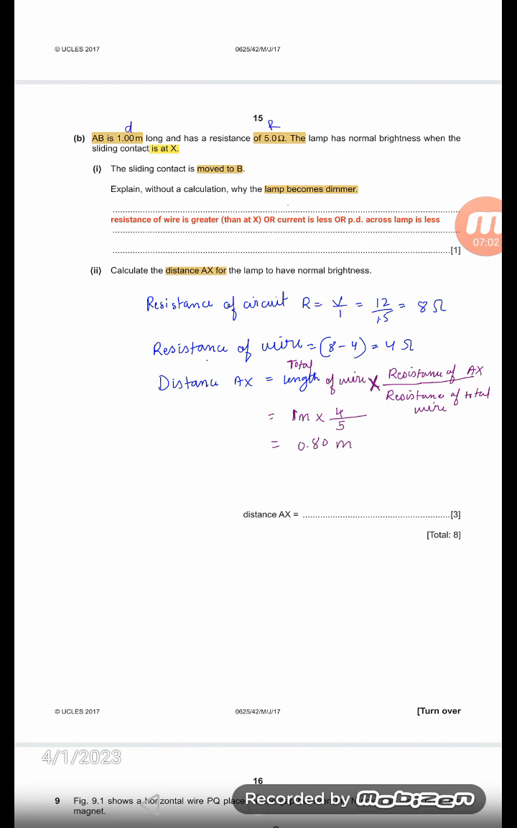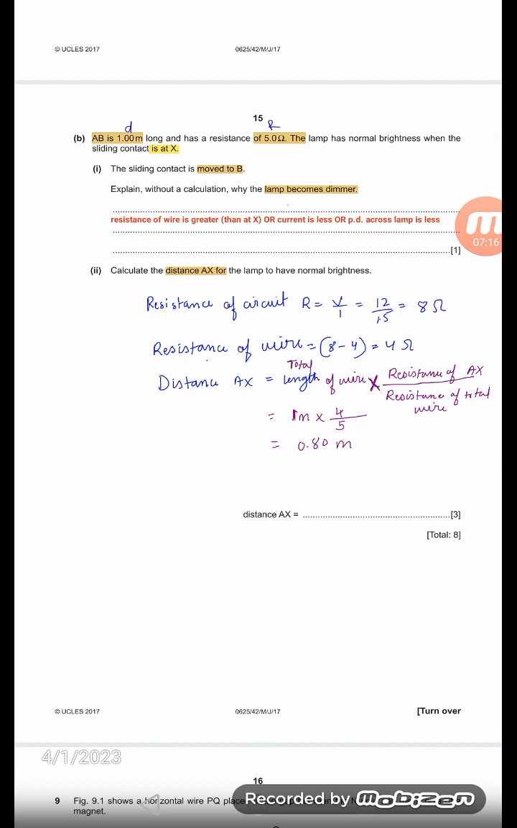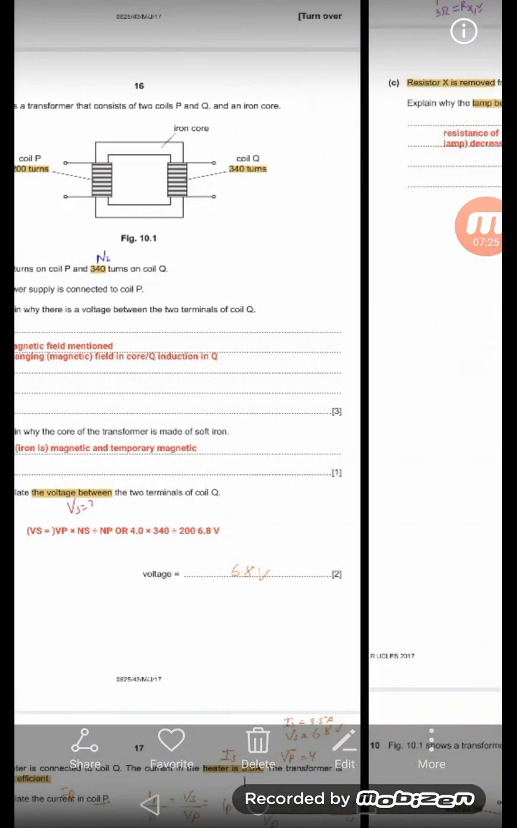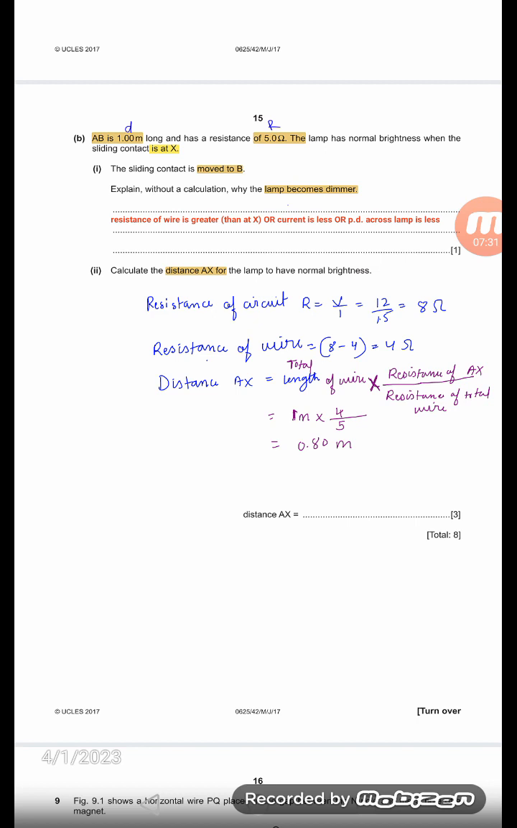Then the resistance of the wire: the total resistance is 8, and the resistance of the lamp is 4. So the resistance of the wire is 8 minus 4, so it is 4. I mean the resistance of the lamp is 4, right? Because it is the same value, you are confused a little bit, but no problem. How to find the resistance of the wire: it is the resistance of the circuit minus the resistance of the lamp, right? Because the lamp is the only one connected in the circuit, no other device, no other component.